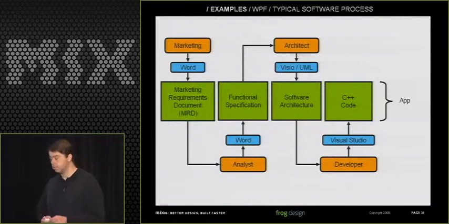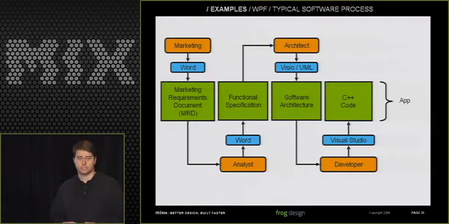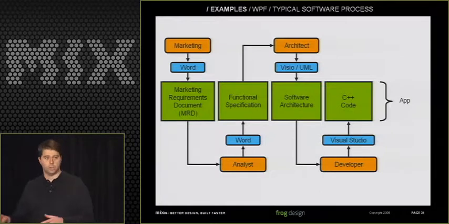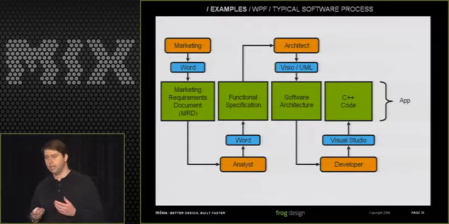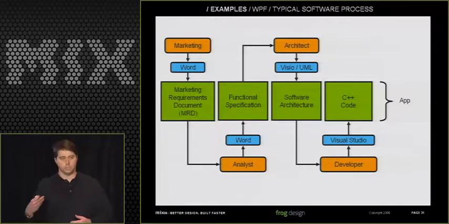So just to start with another process diagram, similar sort of thing where we have people in orange using tools in blue to output green documents. And so this is a pretty typical software development process. Marketing starts using a tool like Word to create a marketing requirements document. And then that feeds into an analyst who's going to take the requirements and also use a tool like Word to create a functional specification document.